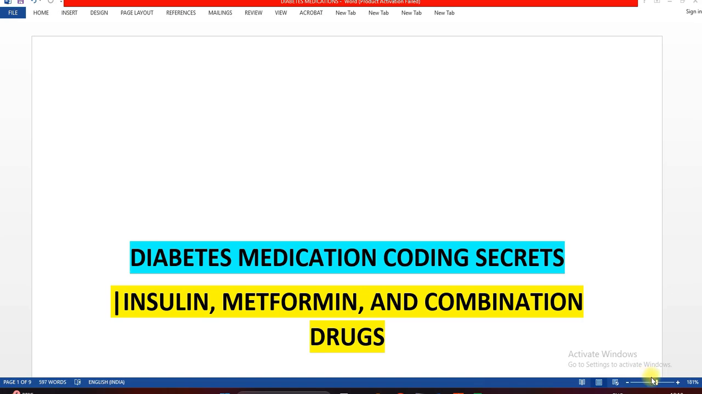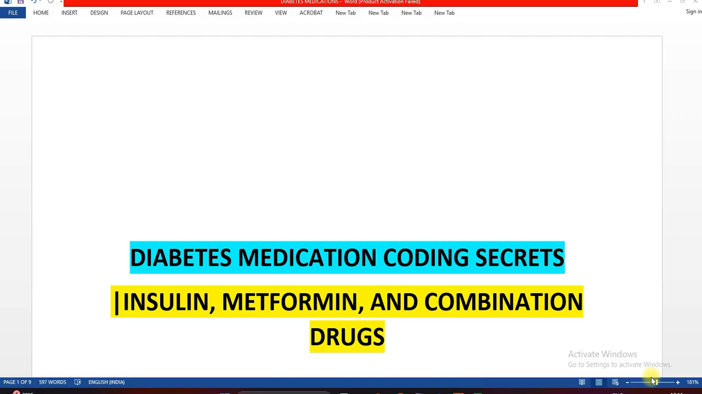Based on ICD-10-CM guidelines, whenever you code diabetes mellitus, we need to code long-term use of diabetic medications. As a guideline, it looks very simple. But it is very problematic to understand what type of long-term use of diabetes medications we need to code.